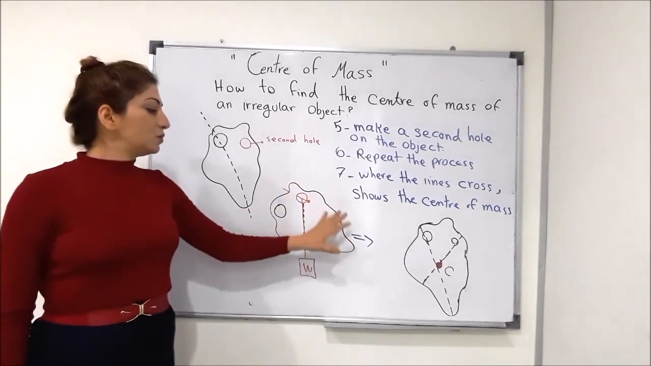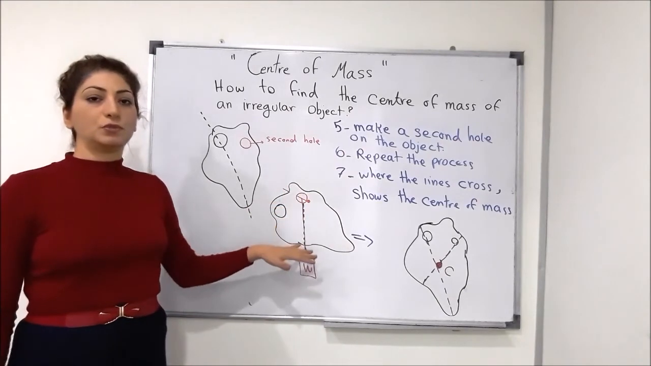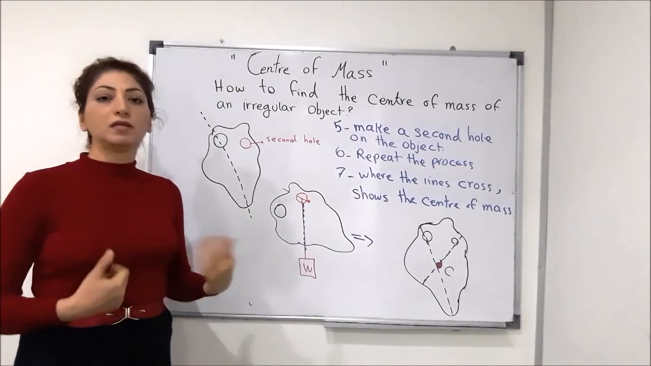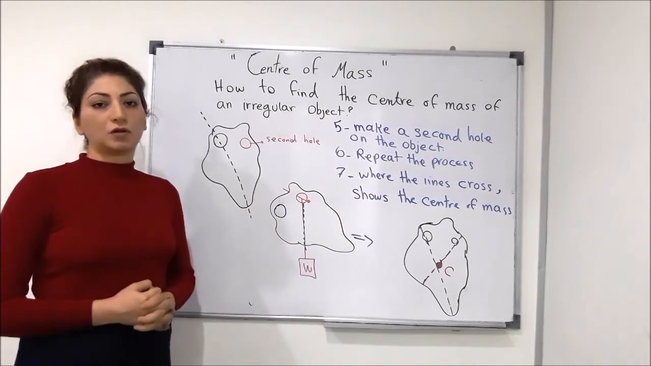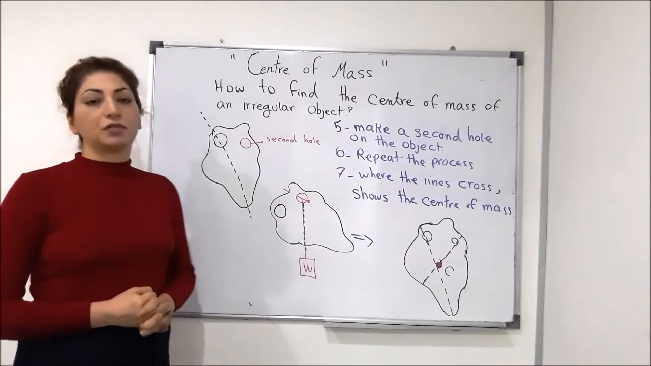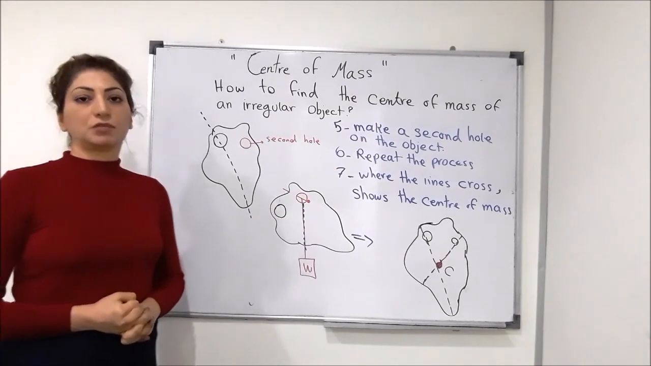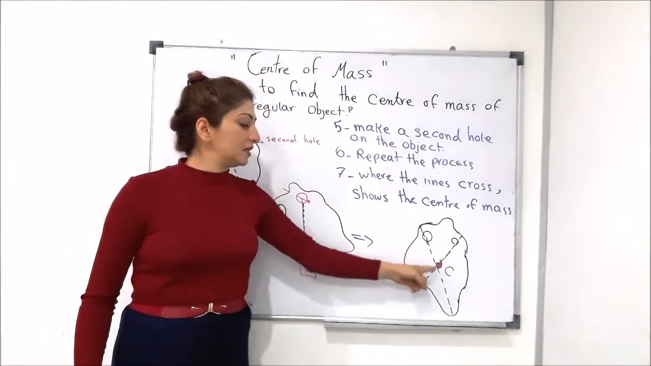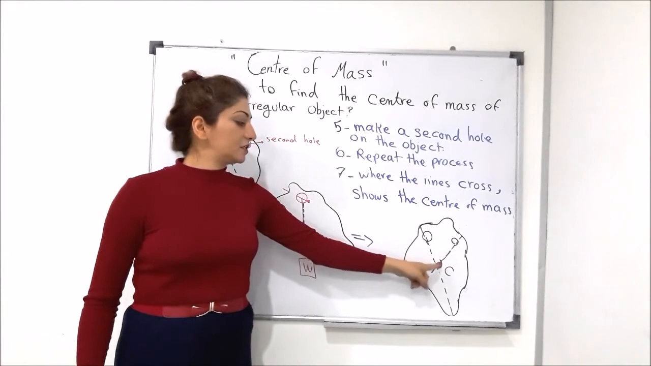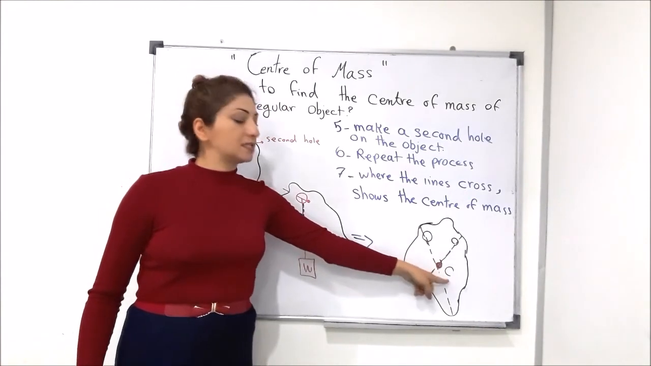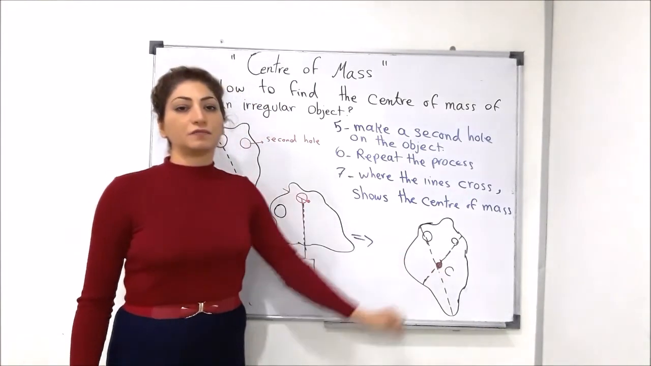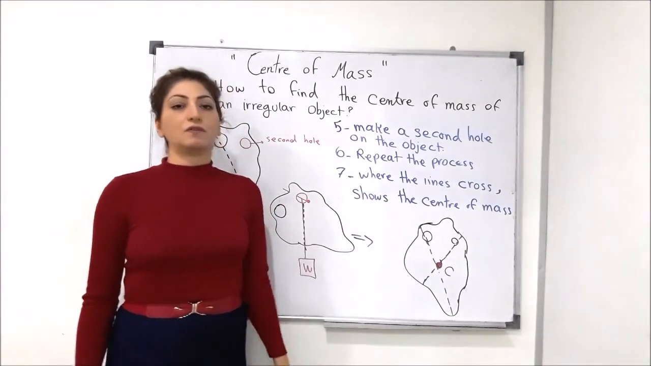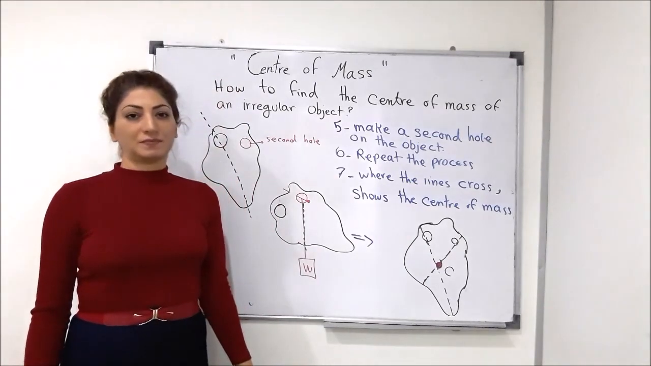And you can put more holes, more than two, and do the same thing. And you will find that finally, all the lines that you draw will meet at one point. That point will be the center of mass of the object. As you can see here, the first line and the second line, where they cross each other, this point is the center of gravity or the center of mass of the object. Where the lines cross shows the center of mass of the object.